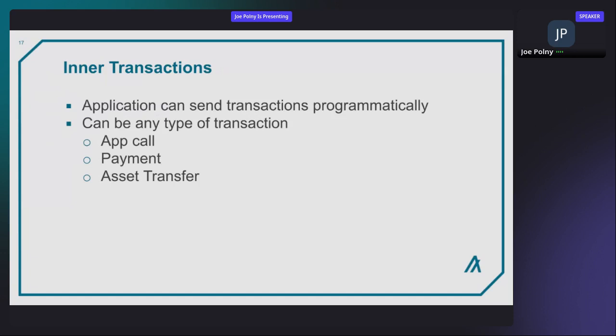Another functionality of stateful applications is inner transactions. These are basically transactions that can be sent programmatically within the logic of a smart contract. Inner transactions can be any type of transaction. It can be another application call, so you can have one application call another. It can be a payment, so you can have an application pay someone. And it can be an asset transfer, so you can transfer NFTs with the application.